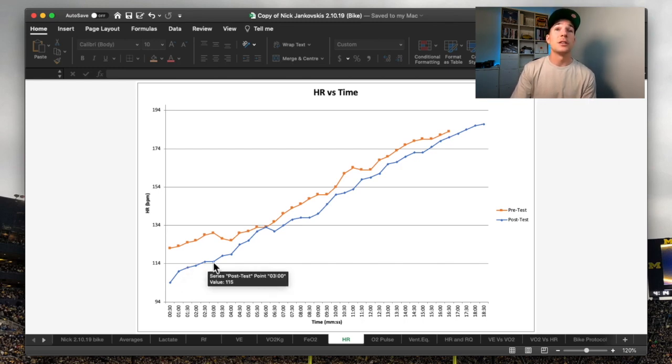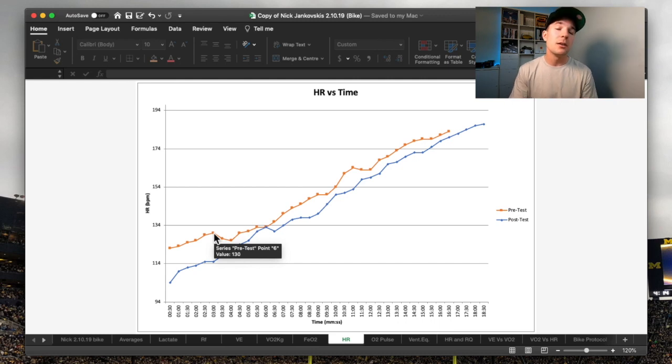By the end of the first 3 minutes, that's probably a good guide because I've steady stated. You can see it'll flatten out. This blue line starts to flatten out as you're following along with my mouse there. 115 beats per minute at the end of 120 watts, whereas the previous time was 130 beats per minute. So 15 beats per minute lower in my post-test.